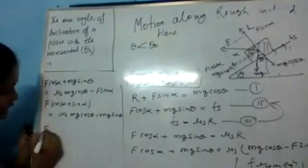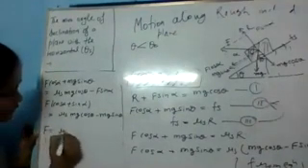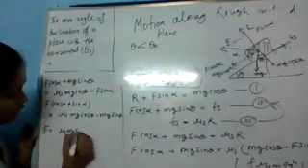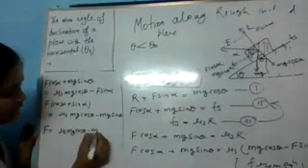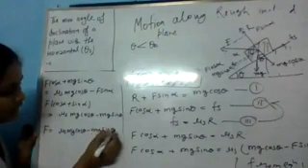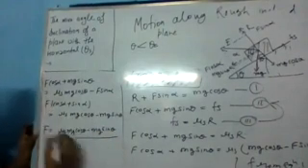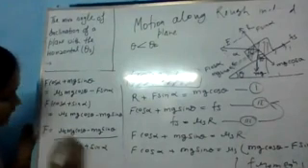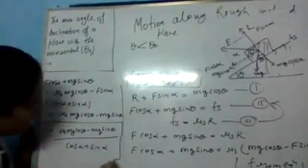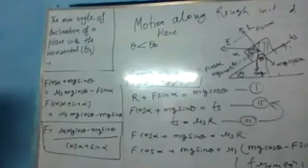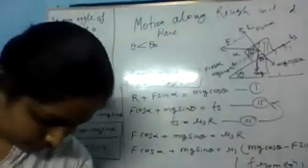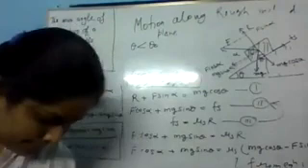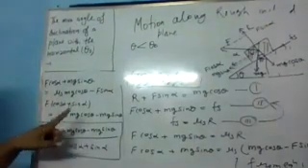Now you can easily find the value of f: mu s mg cos theta minus mg sin theta, and we can write this with the denominator cos alpha plus sin alpha. So this is the value of f here. Is this clear?